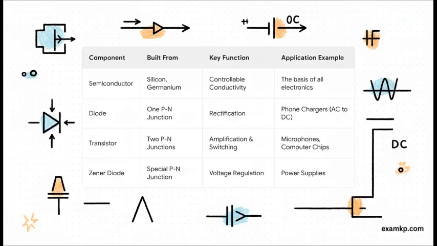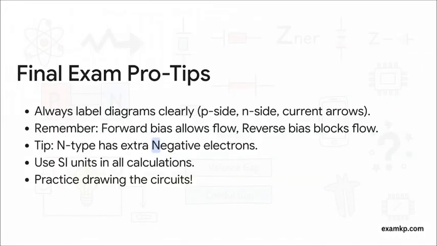And before we finish up, here are a few pro tips to help you score every last point. First, always label your diagrams. It's easy marks. Second, remember the golden rule. Forward bias lets the current flow, reverse bias blocks it. And here's a little trick for doping. N-type has extra negative electrons. And finally, just practice drawing these circuits. The more you do it, the easier it will get.